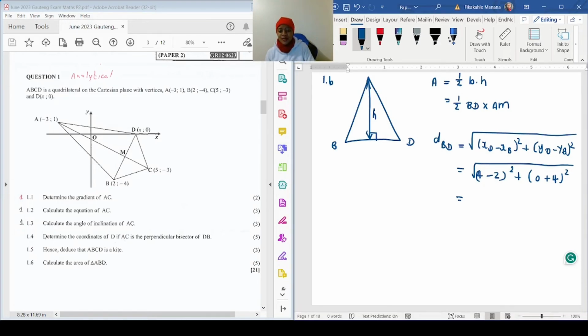So 4 minus 2, that's 2. 2 squared is 4. And we have 4 squared, which is 16. So now we have root 20. Okay, I would leave it there for now.